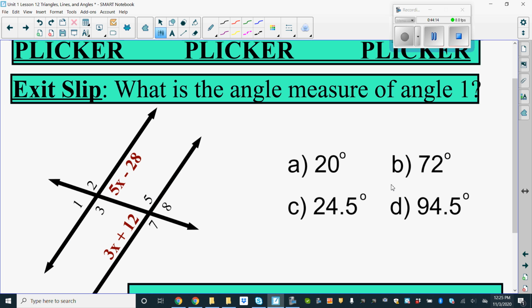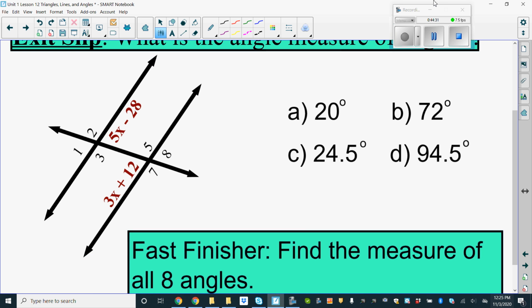So here, we are asked to solve for the measure of angle 1. So again, in order to solve for any angles in this picture, you need to solve for x first, and then solve for angle 1. So go ahead, answer this exit flip, and then come back and check your work.